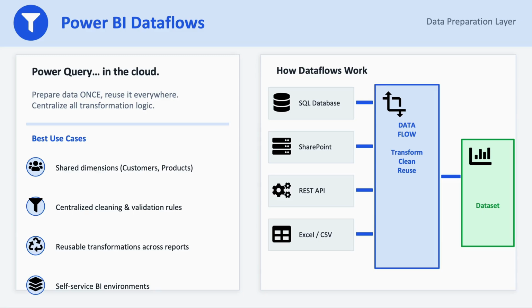So instead of transforming data inside every Power BI file, you can prepare it once in a data flow, then reuse it for other Power BI files. You can just think of it as the shared data preparation layer. The best use cases are shared dimensions, for example customers, products, etc., and centralized cleaning rules, reusable transformations, and self-service environments.